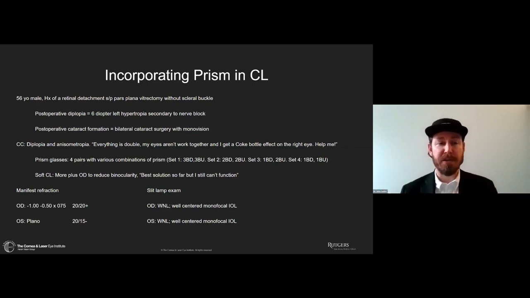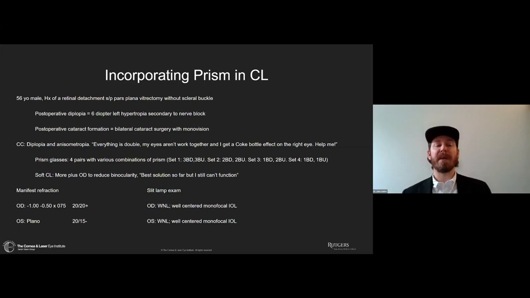But when he came into us, his chief complaint was that he has diplopia and anisometropia. Everything is double. My eyes aren't working together, and I get a Coke bottle effect from the right eye. And he just wants help. He's gotten a bunch of different pairs of prism glasses. And he's also tried a monovision variation of a soft lens where he's putting even more plus onto the right eye to reduce that binocularity even further. Almost think of it as blur penalization to that eye. He feels that that's the best solution so far, but he still can't function, especially while he's reading.